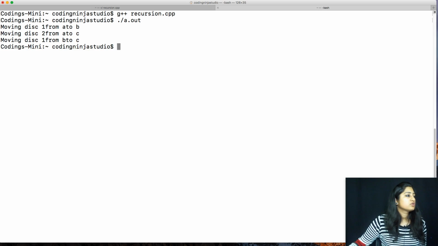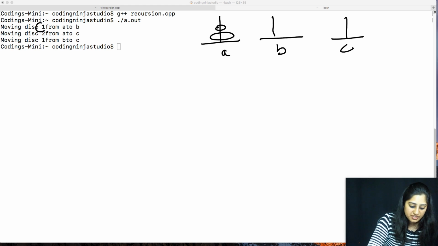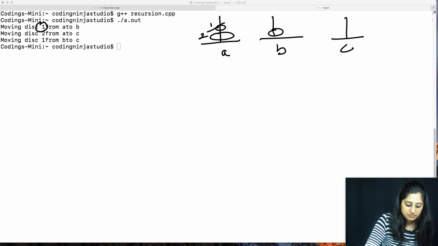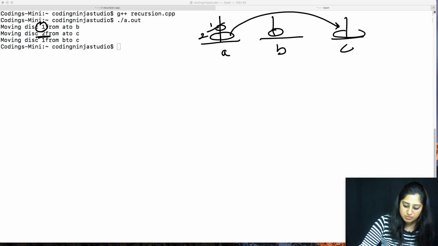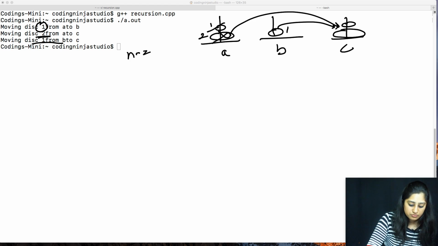So the steps if I have to transfer 2 disks are: this is A, this is B, this is C. We are moving disk 1 from A to B. This is disk 1, this is disk 2. So we will move 1 from A to B, and then I will move 2 from A to C. Directly I will place it over there, disk number 2. And when I am left with 1 disk, I will move 1 from A to C. This is the step. So in this, n is 2.